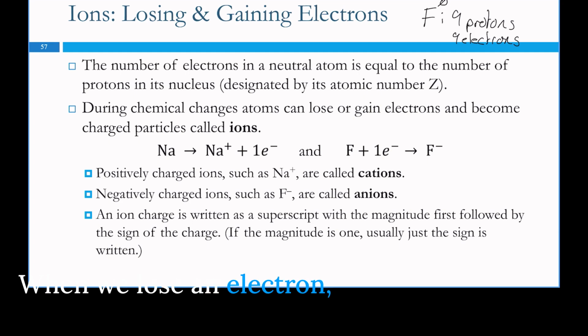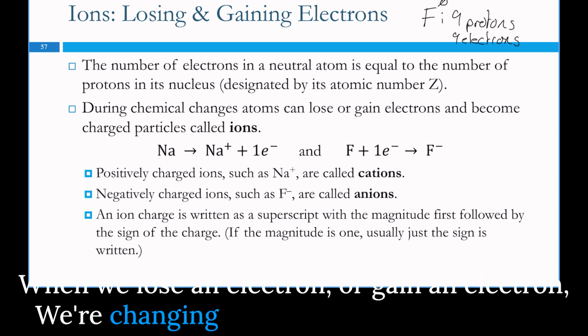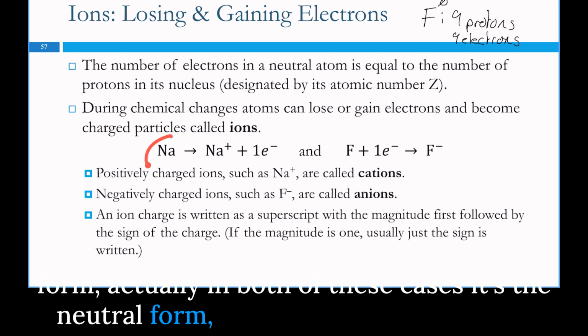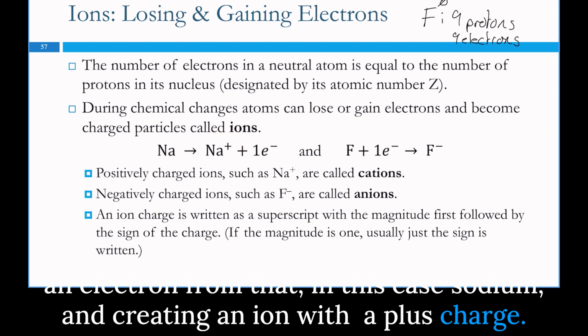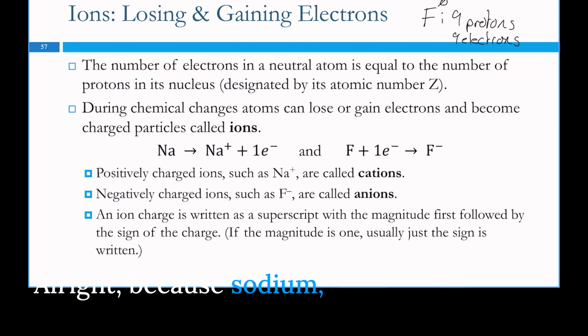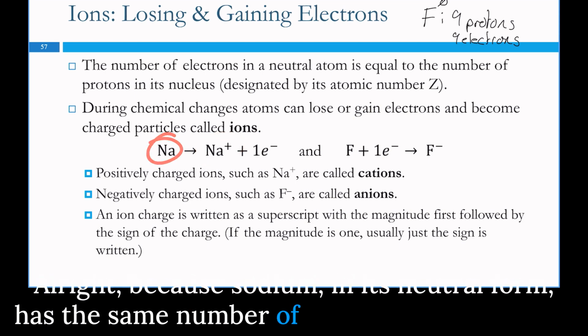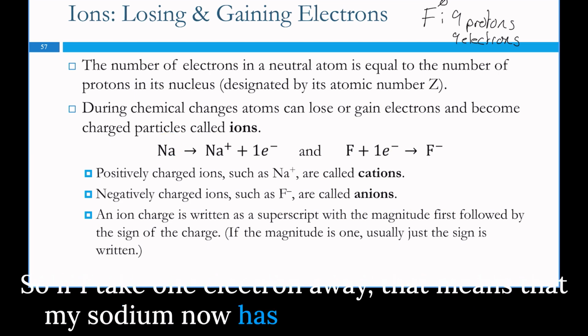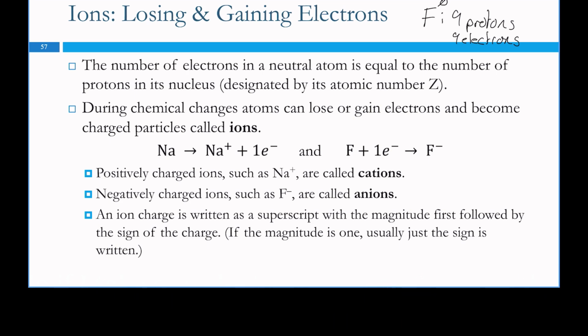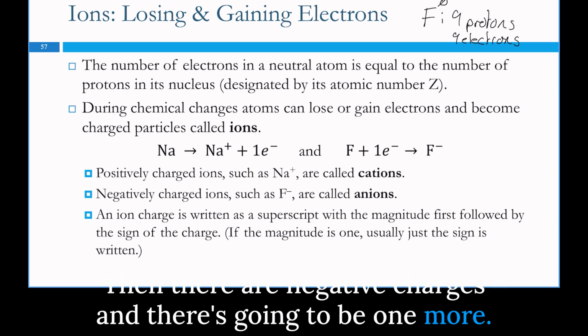When we lose an electron or gain an electron, we're changing from the neutral form, in both of these cases, and we're either removing an electron from that, in this case sodium, and creating an ion with a plus charge, right? Because sodium, in its neutral form, has the same number of protons and electrons. So if I take 1 electron away, that means my sodium now has 1 less electron, and so there's going to be more positive charges than there are negative charges, and there's going to be 1 more.